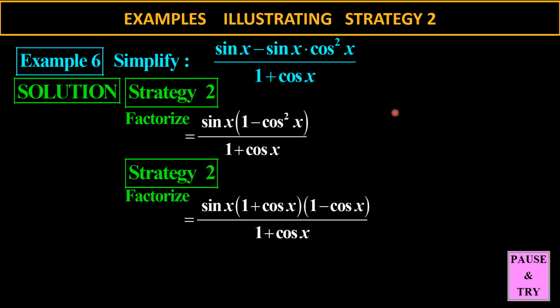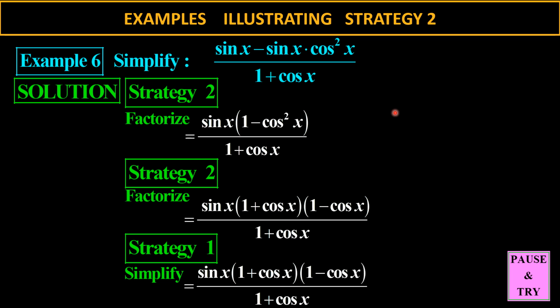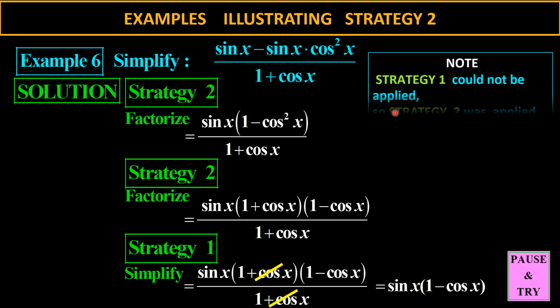Now, strategy 1 again. Like terms, can I cancel or what? Yes, we notice we can cancel. You can simplify by cancelling. What can I cancel? 1 plus cos x with 1 plus cos x. And there I have my solution. Okay. So always when you finish a particular step, go back to strategy 1.